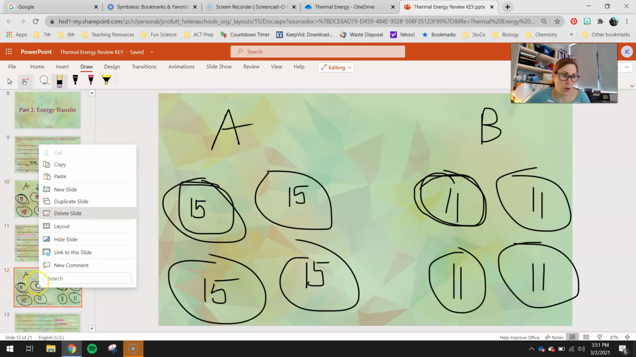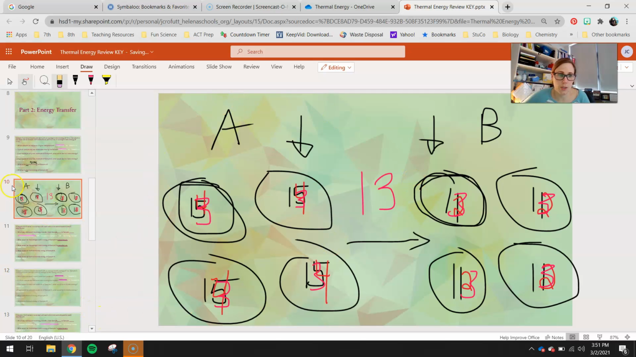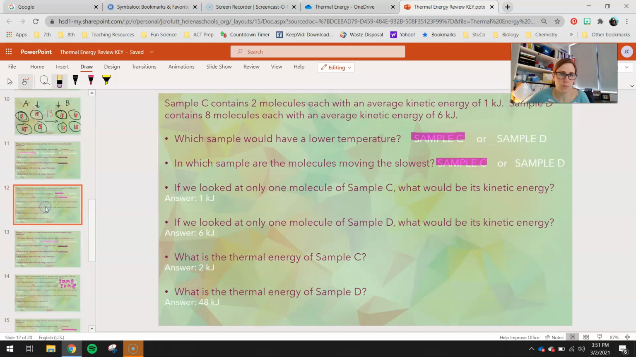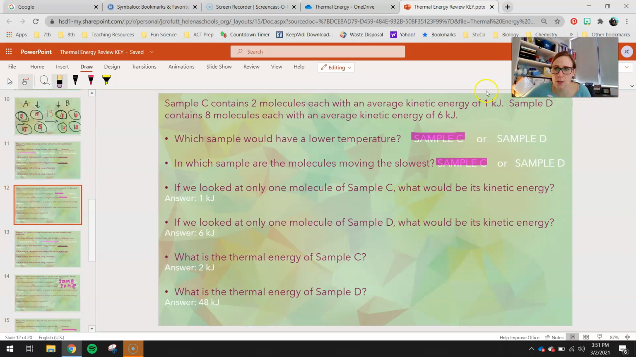All right, so next one we're looking at sample C and D. Oh, of course, my computer just froze up. There we go. Okay, so sample C and D. Sample C contains 2 molecules each with an average kinetic energy of 1 kilojoule. Sample D contains 8 molecules each with an average kinetic energy of 6.